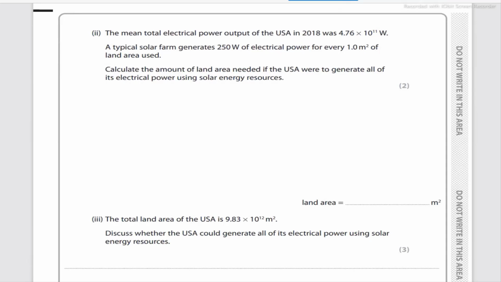The mean total electrical power output of the USA in 2018 was 4.76 times 10 to the power 11 watt. A typical solar farm generates 250 watt of electrical power for every 1.1 meter square of land area used. Calculate the amount of land area needed if the USA were to generate all of its electrical power using solar energy resources.